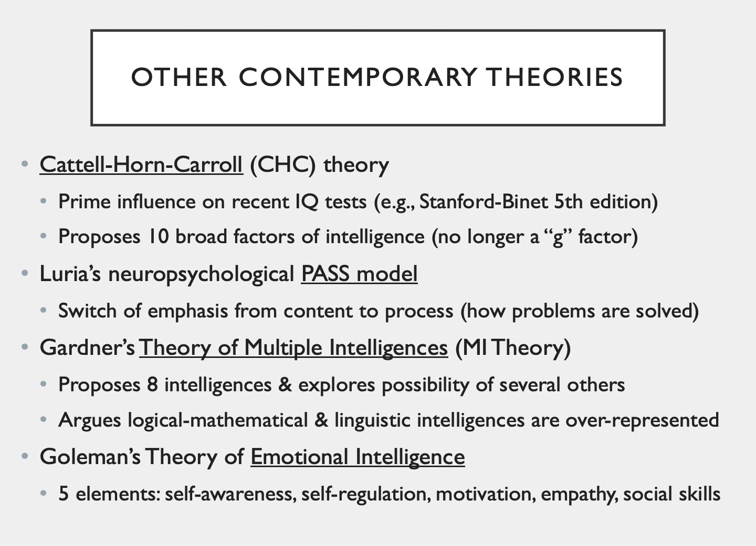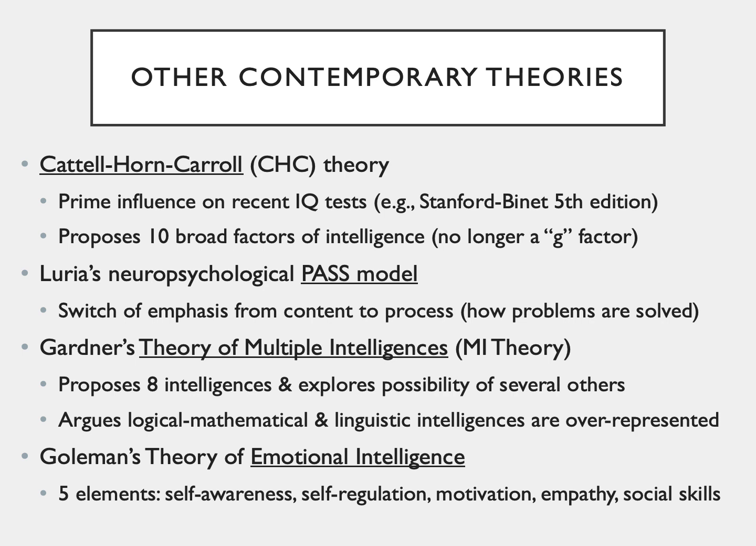Next is Howard Gardner's theory of multiple intelligences, the multiple intelligence theory, or MI theory for short. It proposes 8 intelligences, but is open-minded and explores the possibility of several others as well. Gardner defines intelligence as, quote, an ability or set of abilities that permit an individual to solve problems or fashion products that are of consequence in a particular cultural setting.